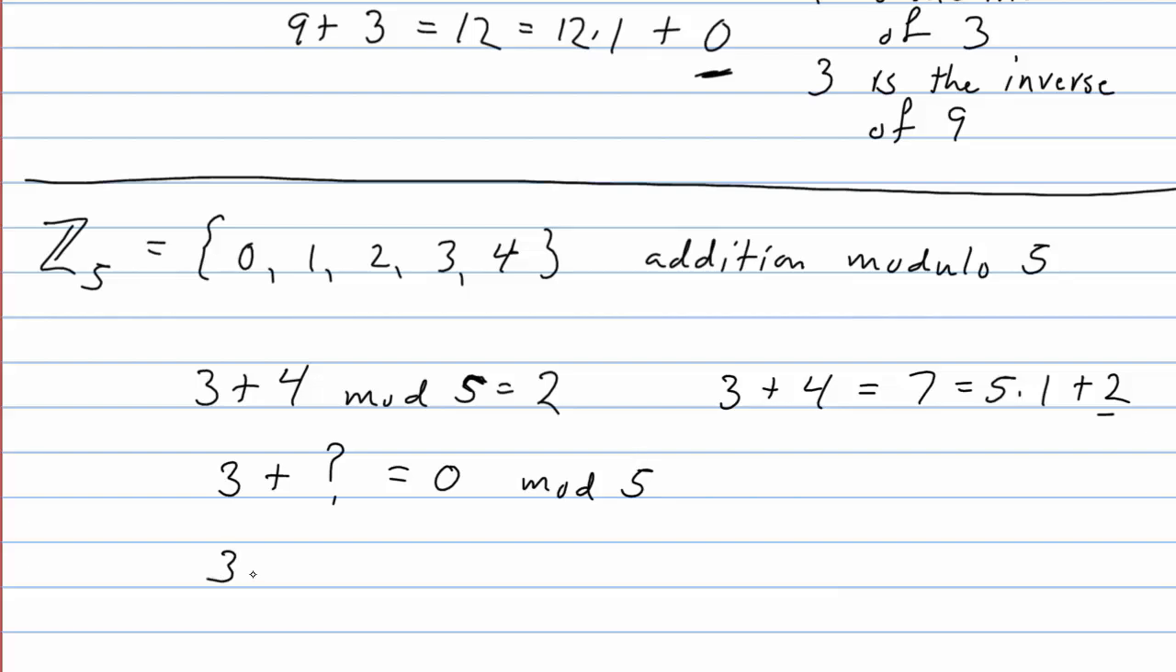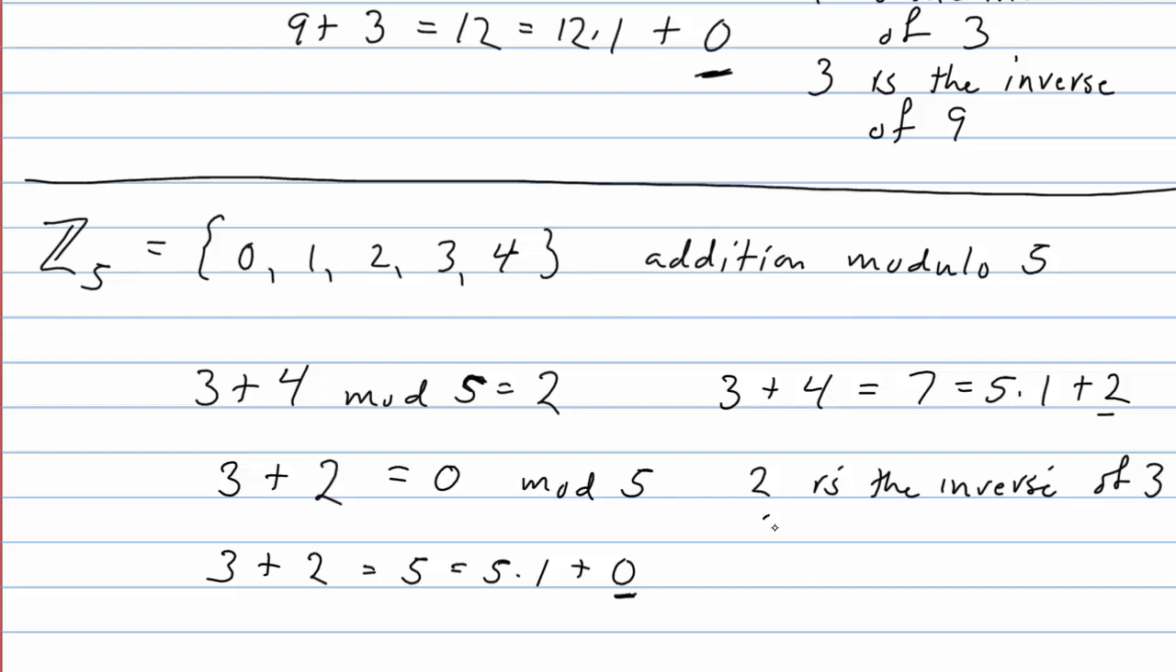Well, I want to add to get up to 5. 3 plus 2 would be 5. How many times does 5 go into itself? Well, once. What's the remainder? 0. So that's our answer. So 3 plus 2 is 0 mod 5. 2 is the inverse of 3. And likewise, 3 is the inverse of 2, modulo 5. And so we can see that there's nothing special about 12, there's nothing special about 5. For any positive integer, we can play the exact same game.